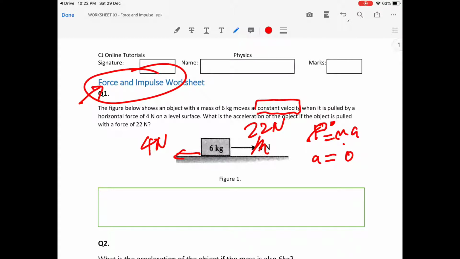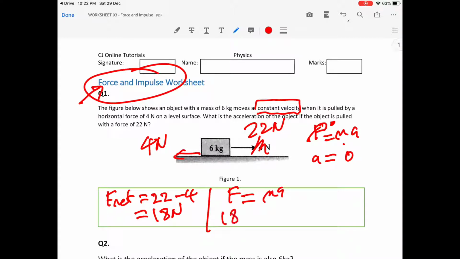To find the net force, we take 22 minus 4 newtons, and we get 18 newtons. Again, plug into the equation F equals ma: 18 equals 6 kilograms times a. So a equals 18 divided by 6, and you get 3 meters per second squared. And that's how you do force questions.